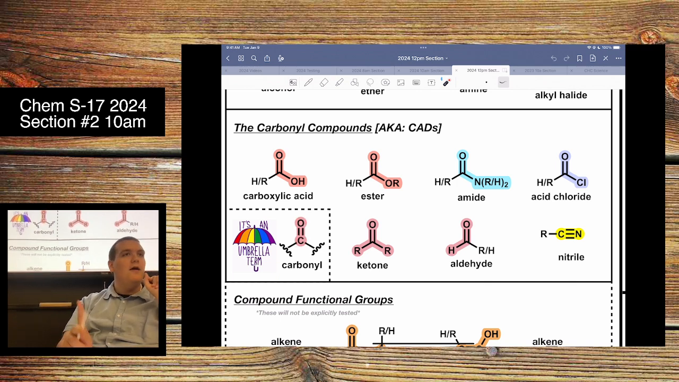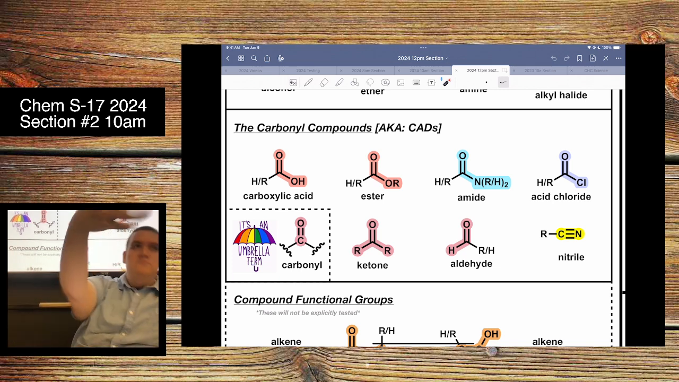Now this is going to be our first call and response of the day, and it actually isn't really a call and response, it's just a chant. I want us to say a couple times, a carbonyl is an umbrella term. A carbonyl is an umbrella term. A carbonyl is an umbrella term.